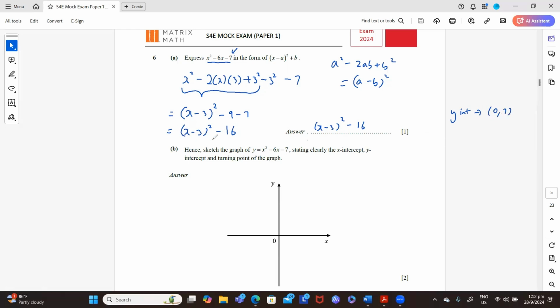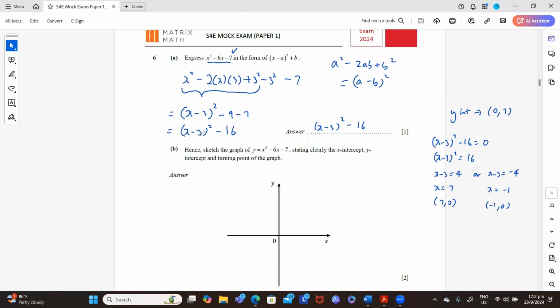Use the completed square equation to solve it. So you write down x minus 3 squared minus 16 equals 0. Bring the minus 16 over. It's positive 16. So x minus 3 equals 4, or x minus 3 equals minus 4. So x equals 7, x equals minus 1. So your two coordinates are (7, 0) and (-1, 0). Okay. Next, you have to state your turning point as well, right?